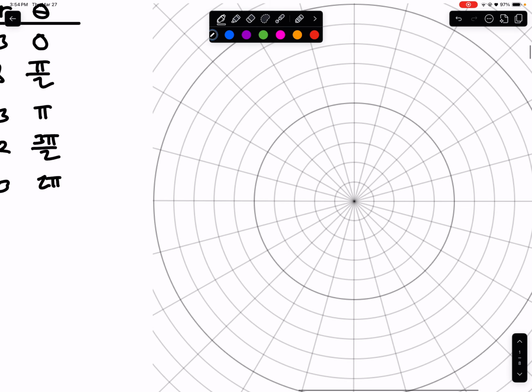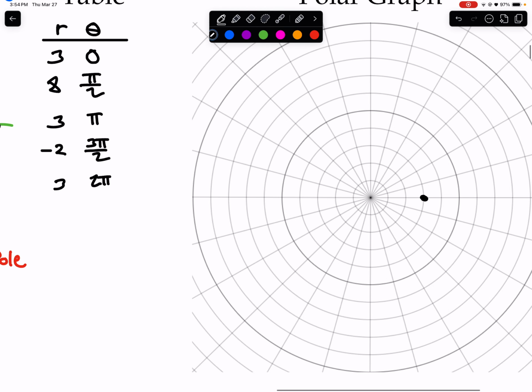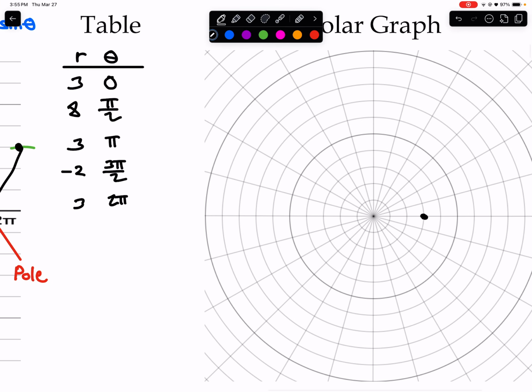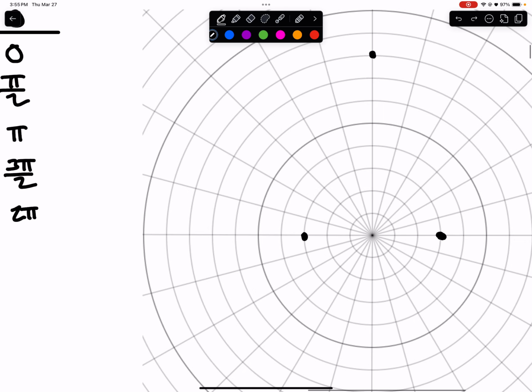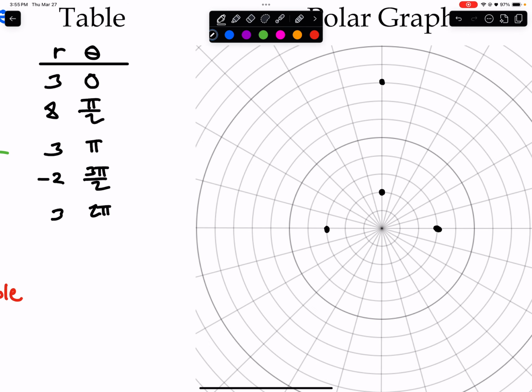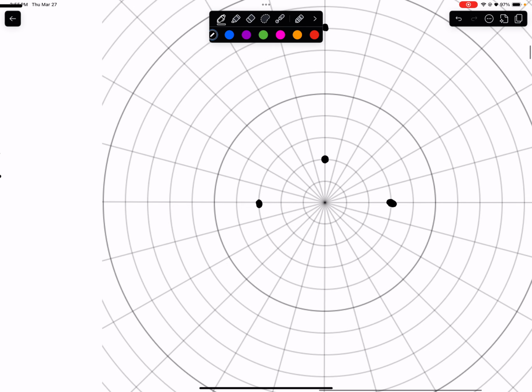So when I go and plot these points, we're going to go 3 in the direction of 0. Need to get out of the habit of doing all that. And then I'm going to go 8 in the direction of pi over 2. Then I'm going to go 3 in the direction of pi. Then negative 2 in the direction of 3 pi over 2. Now, because it's negative, that tells me I'm going to go the opposite way. So rather than going in the direction of 3 pi over 2, I'm actually going to go in the direction of pi over 2. So that means I want 2 above. And then I'm going to go back to 3, 2 pi, which puts me back at the starting point.